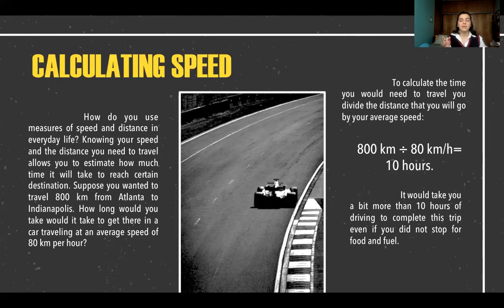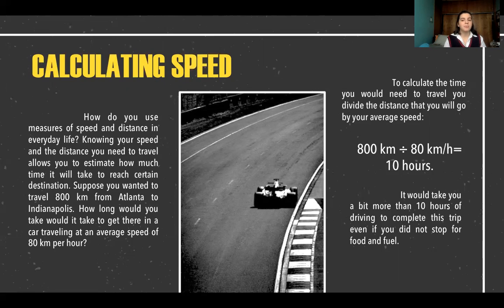800 divided by 80 gives us a total of 10, and we can cancel kilometers by kilometers like we do when we are simplifying fractions. Then the only measurement that we have left is hours. So it would take you a bit more than 10 hours of driving to complete this trip, even if you did not stop for food and fuel.